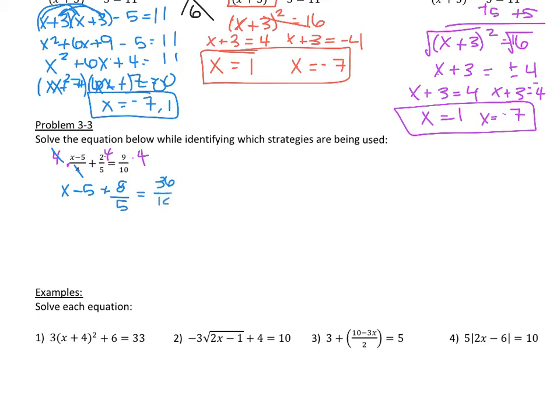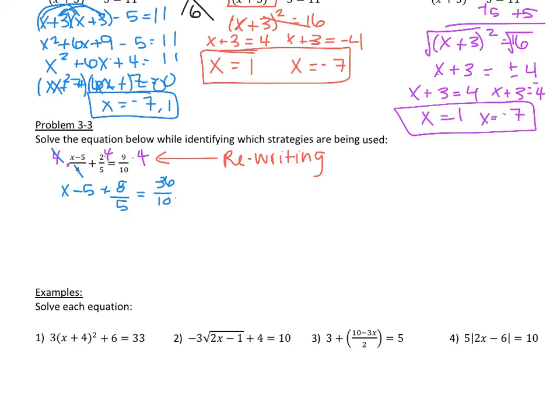36 over 10. Now I notice that this 5 and 10 are both, if I choose 10, I'll kind of deal with the 5 as well. I also want to identify the strategy that I'm using here. So right here, I just used rewriting because I just rewrote it. It's a different equation. It looks different, but it's kind of saying the same thing. I've just written it differently.